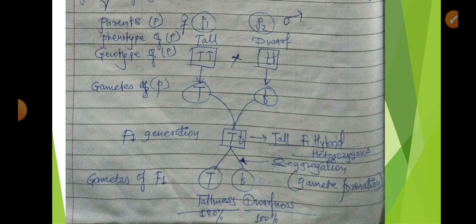When we proceed for the formation of gametes of the F1, capital T and small t segregate from each other, and they show their 100% phenotype when they cross with another plant. That is, capital T shows 100% tallness character, and small t, when crossed with small t, shows 100% dwarfness.